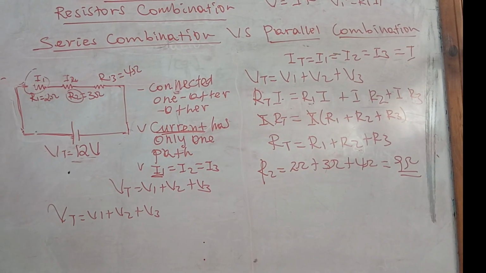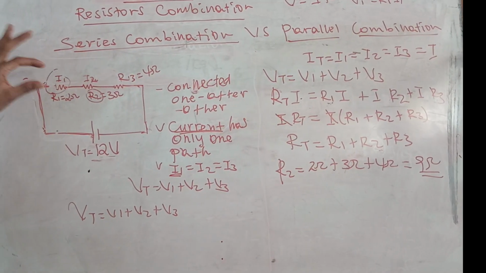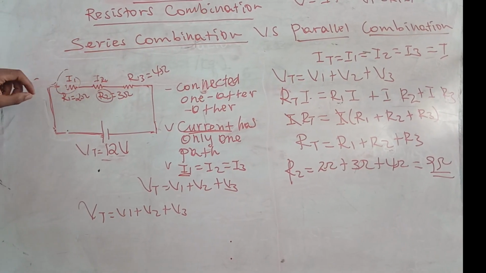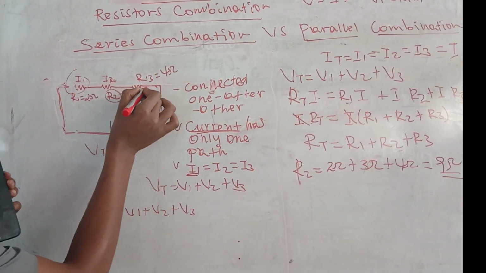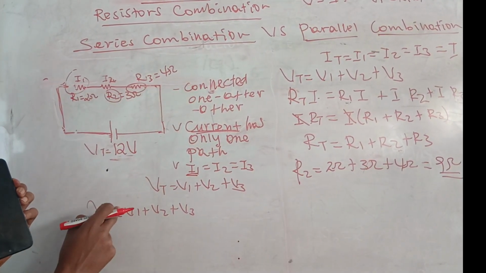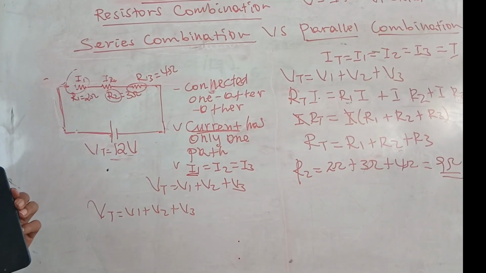We call it series because the current has just one path, and it has no alternative path to flow. And if this resistor has a defect, the whole circuit will halt and it's not working.